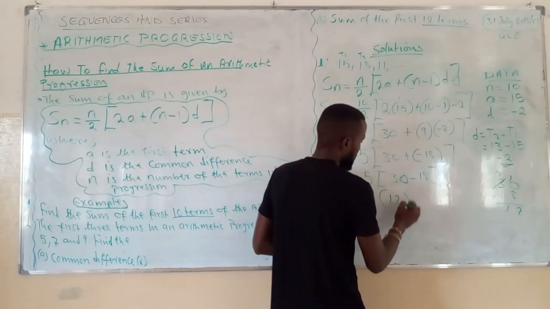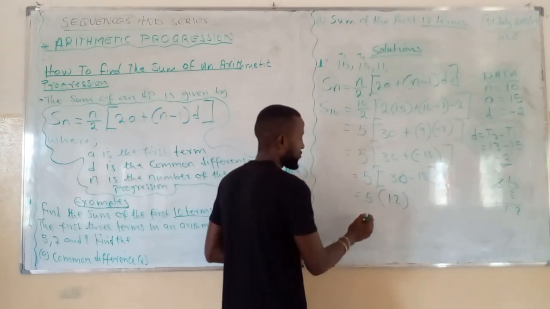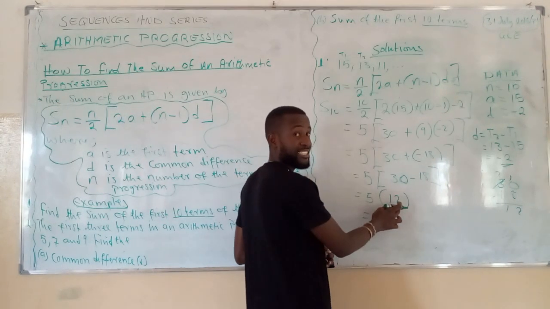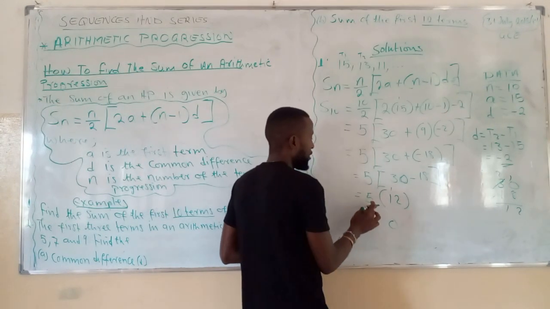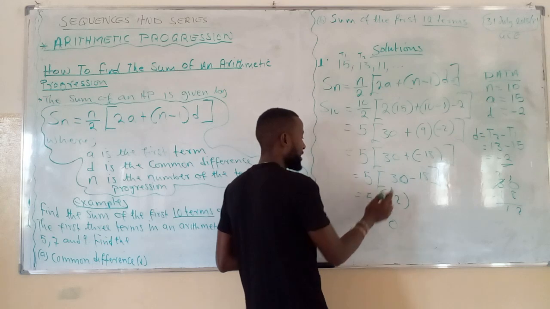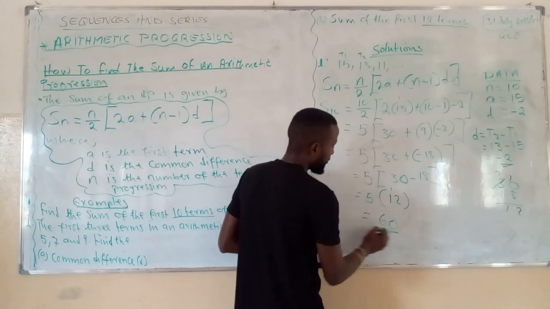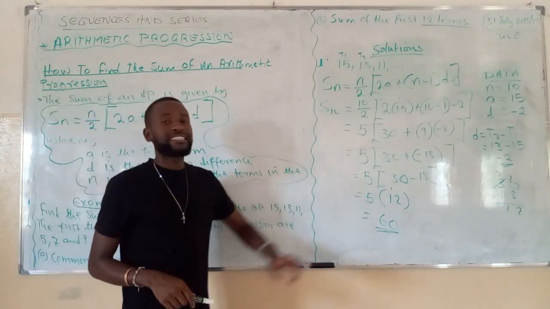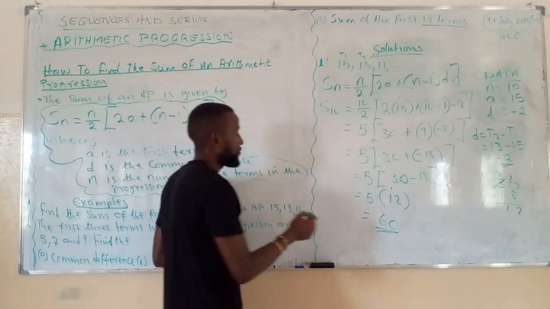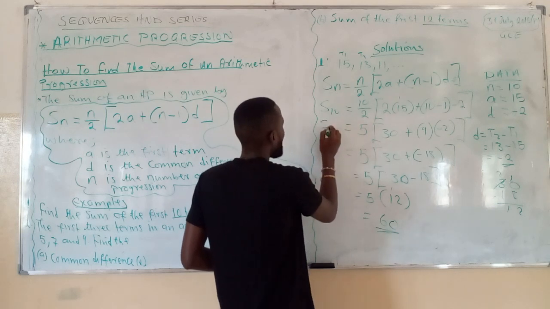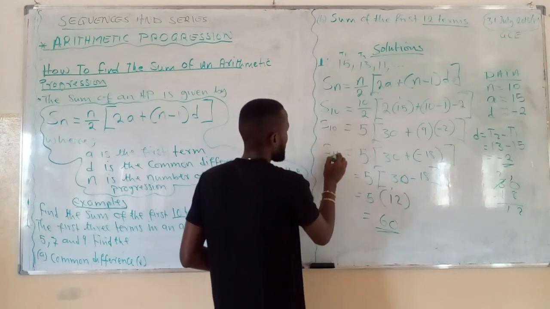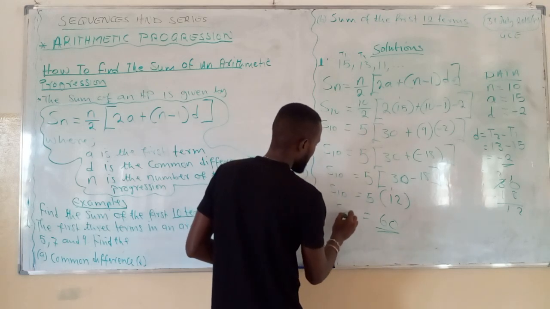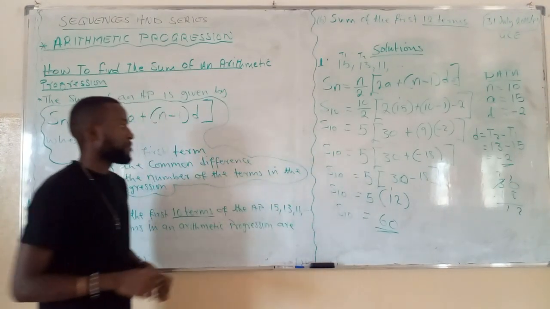Okay, we have 12. What is 5 times 12? We have 5 times 2, which is 10. We have 0, remainder 1. 5 times 1 is 5, plus 1, 6. So we have the sum of the first 10 terms is equal to 60. Okay, so you can simplify. So we can say the sum of the first 10 terms is equal to 60.